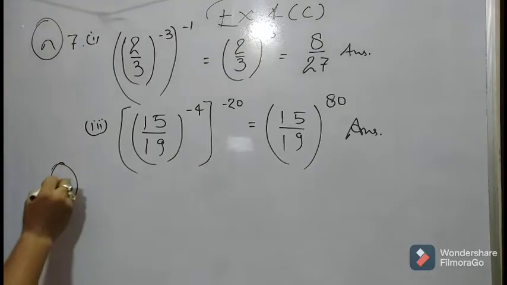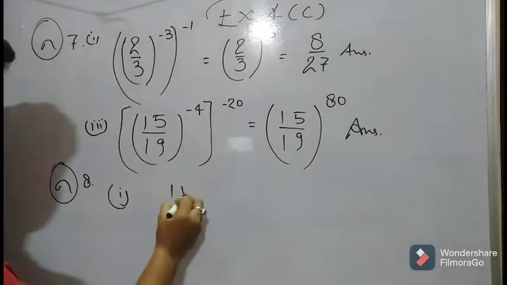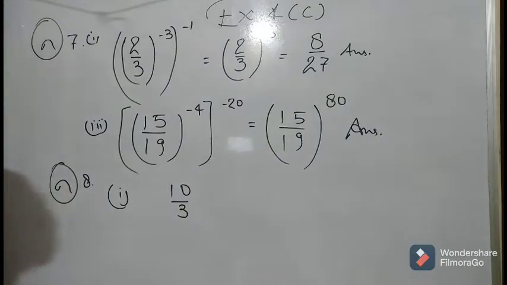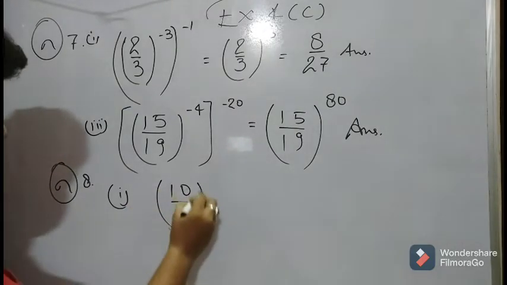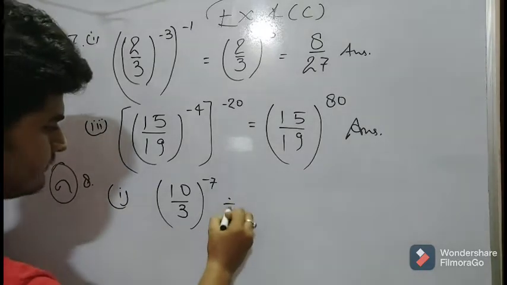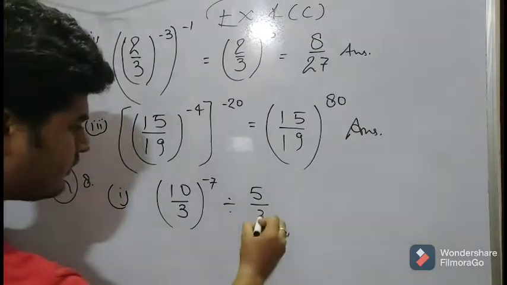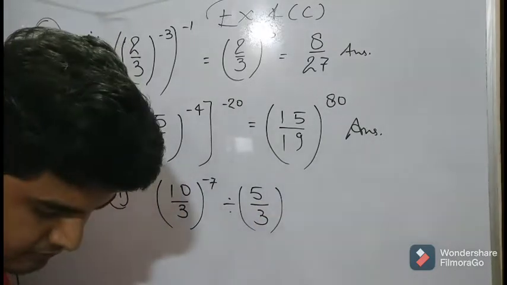Then comes question number 8. Question number 8 says that in the first part, simplify 10 upon 3 raised to the power minus 7, divided by 5 upon 3 raised to the power minus 4.